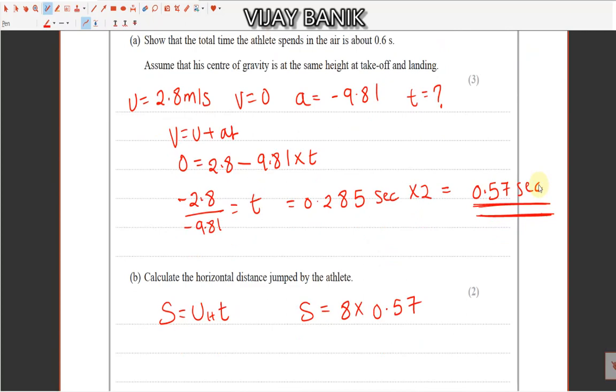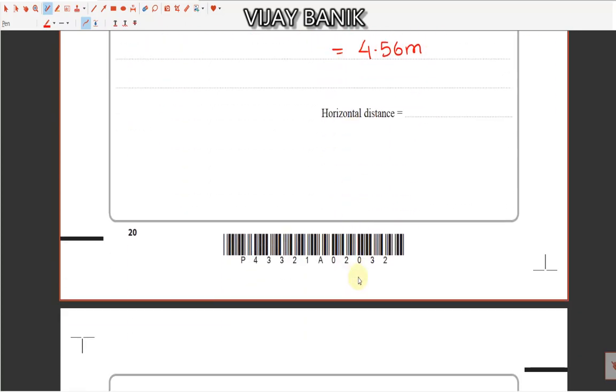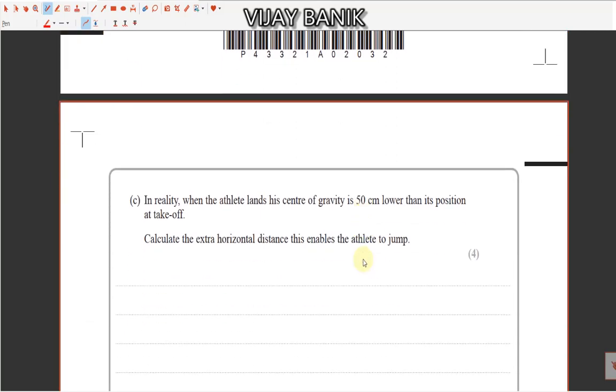Multiplying 8 by 0.57, I'm getting 4.56 meter. He went around 4.56 meter, so that's his answer for the B part. Now comes the most tricky question for 4 marks. In reality, when the athlete lands, the center of gravity is 50 centimeter lower.